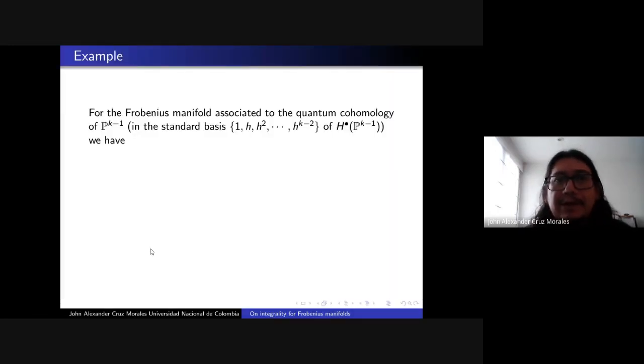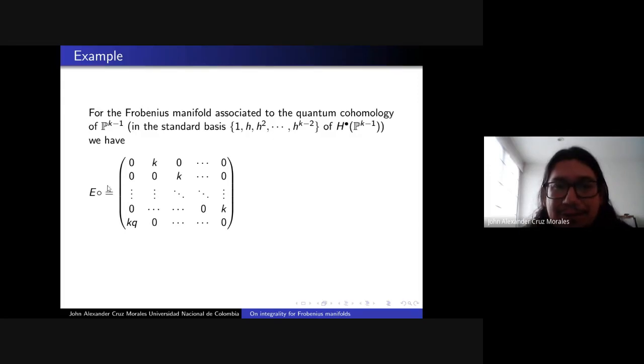So now let me make an example for this Frobenius manifold and this product. The main example, probably the canonical example, is the case of projective spaces. So we have these projective spaces of dimension k minus 1. You have the standard basis for the cohomology, so you can think this is the hyperplane class. You know that the cohomology ring is generated by the hyperplane class. So we have this basis, and then in that case, you have this product. In the case of the quantum cohomology, the Euler vector field is the first Chern class. So you have the quantum multiplication by the first Chern class.